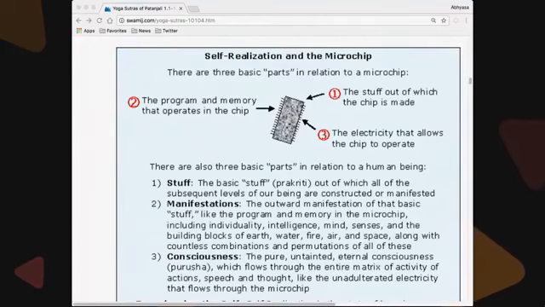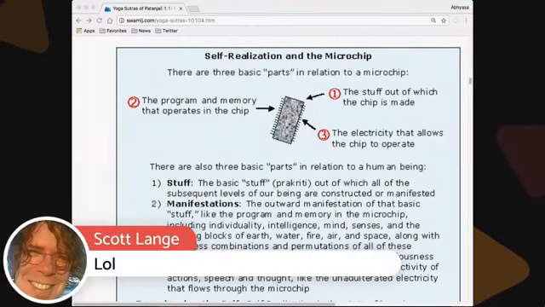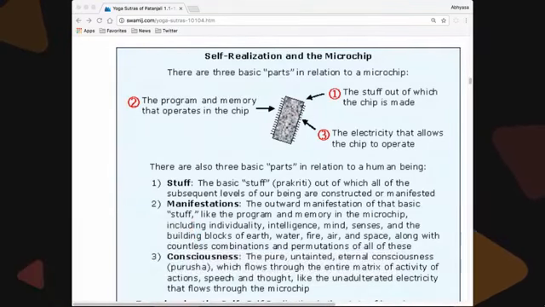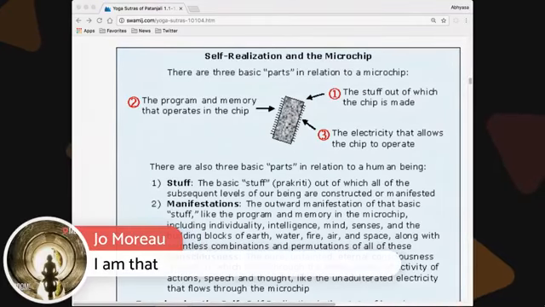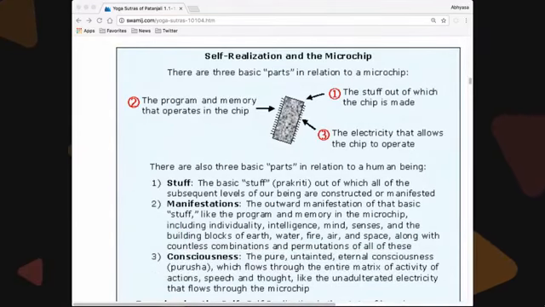And so what are we laughing about? Very rainy. Scott is laughing. I don't know what he's laughing about. Something we must have said. Or he's laughing because Joe said, I am that. And that's kind of funny, huh, Scott?